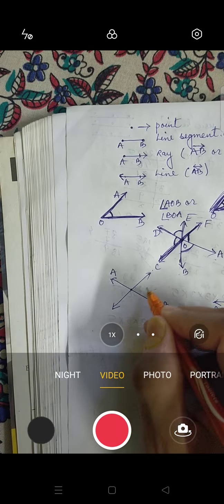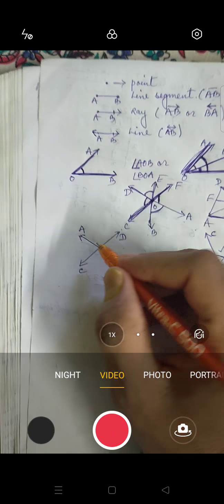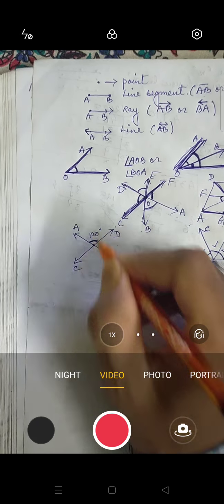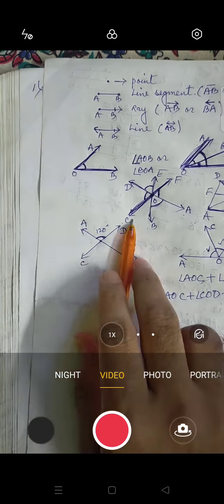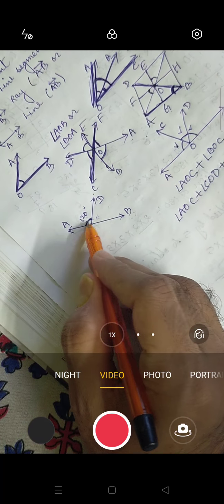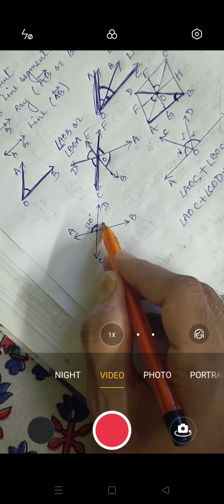Now can I say that this is A, this is B, this is C, and this is D? Now let us suppose that this is 120 degrees. You can see that AB and CD are two lines. So can I say that this angle and this angle, if I add, I will get 180 degrees? Just see, this is a line, and by adding two angles on a straight line, we will get 180 degrees.